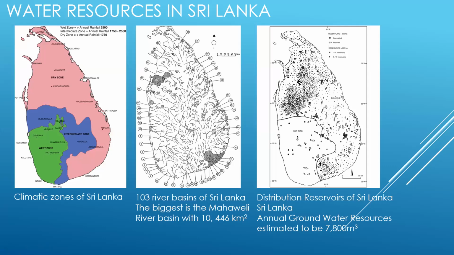The other important thing in Sri Lanka is the distribution of reservoirs. You can see here there is a very high density of small, medium and large scale reservoirs in Sri Lanka. You can see most of the reservoirs are built comparatively in the dry zone, right? If you compare the climatic zones and the reservoir distributions, you can clearly see that. Then you can see the density of reservoirs in Sri Lanka. In certain parts, we have a very high density of reservoirs.